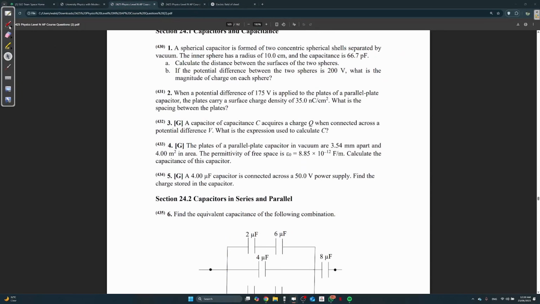All right. Question 2. When a potential difference of 175 volts is applied to the plates of a parallel plate capacitor, the plates carry a surface charge density of 35.0. What is the spacing between the two plates? So they gave us voltage and they gave us the charge density, which is this. Okay, what is the spacing? So they want the D. How do we do this?